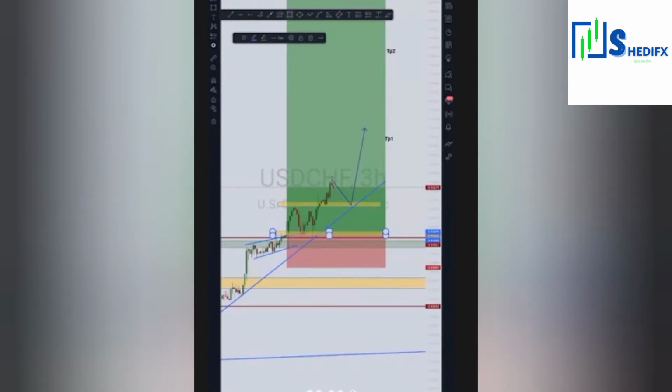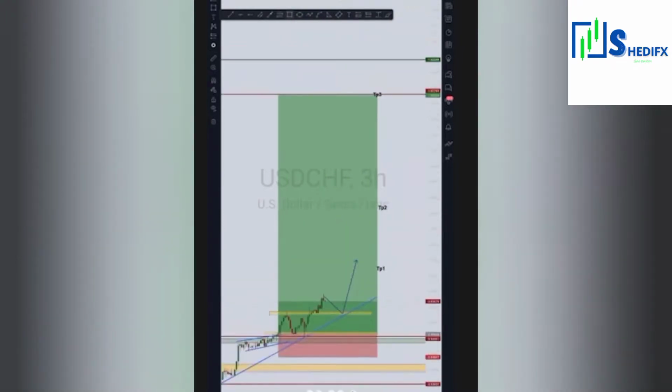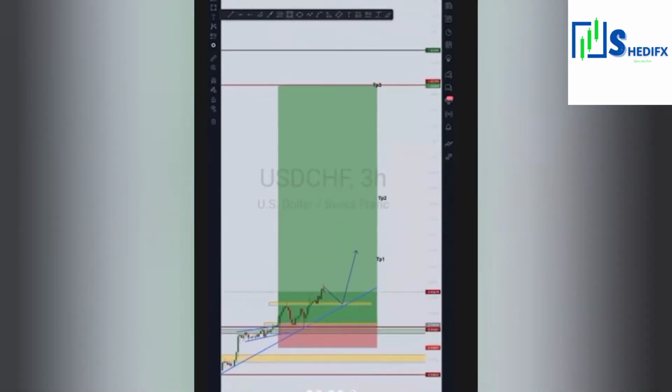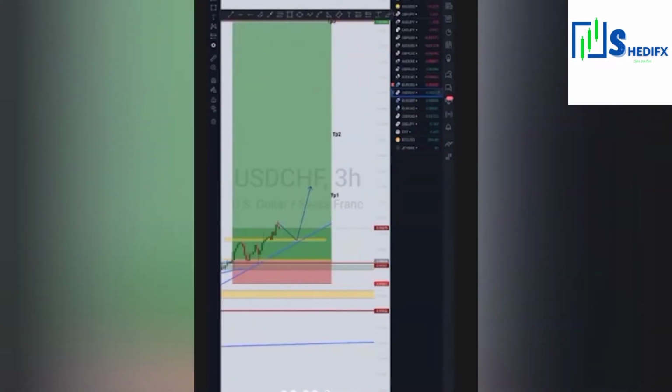So definitely we are still going to be looking out for buying opportunities. The more we are going to be stacking our buying setups, our buying positions, keep on adding our buying positions. So that's it for USD CHF. So let's check the next pair. Let's go with AUD USD.